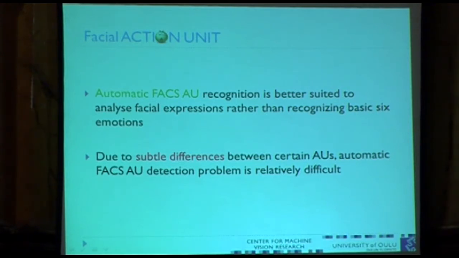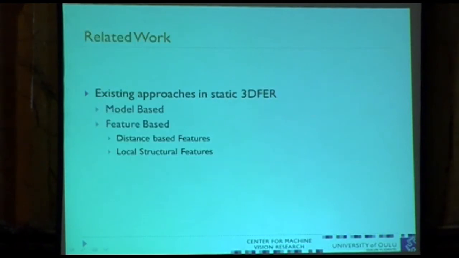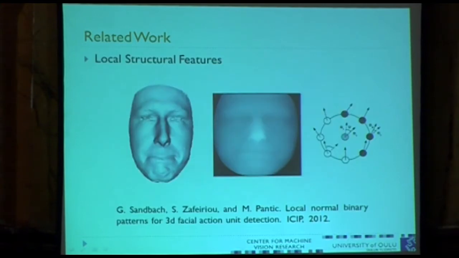And now in this part of the presentation, I want to talk about previous studies. Existing approaches in 3-dimensional facial expression recognition research can be classified into 2 categories, feature-based and model-based. The majority of the works employ feature-based approaches. And among these feature-based methods, distance-based features and local structural features are popular ones. Among the works related to our structural feature-based proposal, we could mention Sandbach et al.'s study in detecting facial action units in 3D face data. Actually, we proposed a modification on that study.